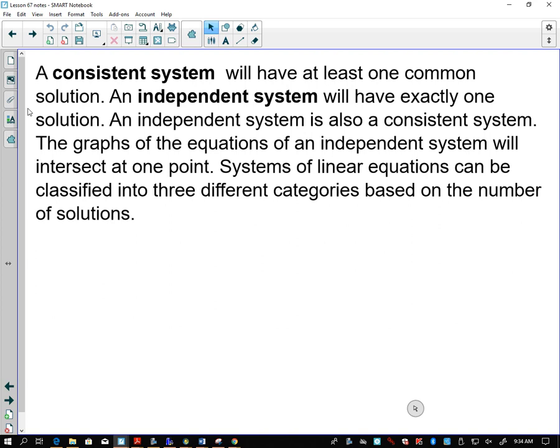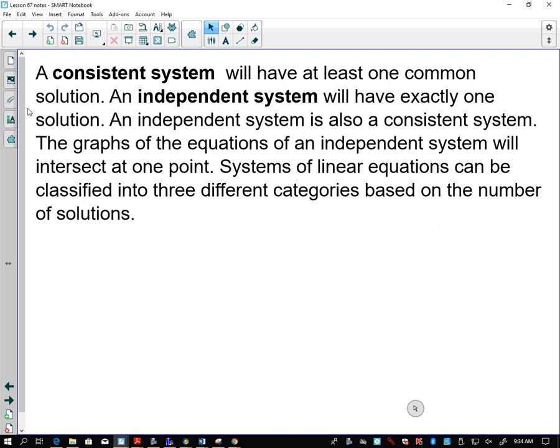Okay? An independent system will have exactly one solution. So that's where it's a little separate, okay? An independent system is also a consistent system. So independent and dependent systems are both considered consistent. Do you follow me? All right. An independent system is also a consistent system.